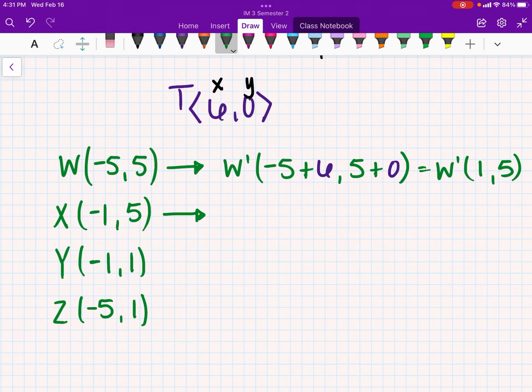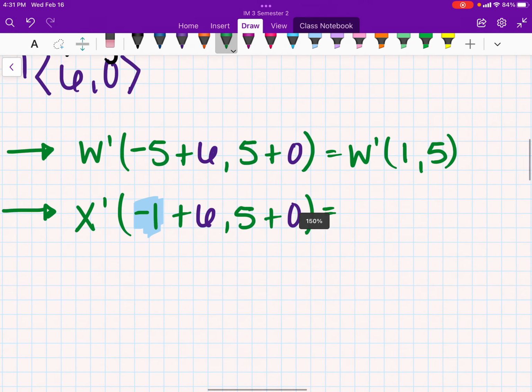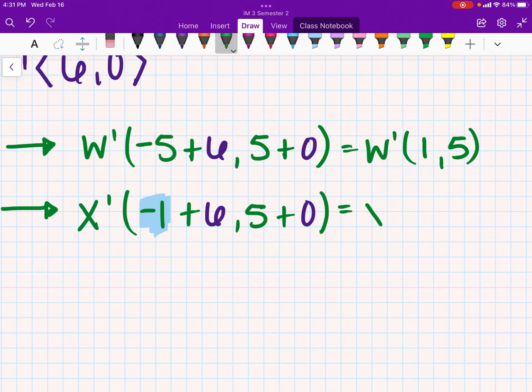So in this case, we have X prime, and that would be -1, because once again, this is the -1. That's where I'm getting it from. And then I'm going to go ahead and do plus 6, comma, 5 plus 0. All right, so then in this case, once again, if we combine those, x prime is going to be negative 1 plus 6 is a positive 5, and then 5 plus 0 is 5. So that would be our new point.